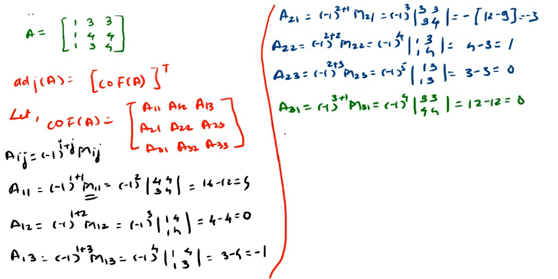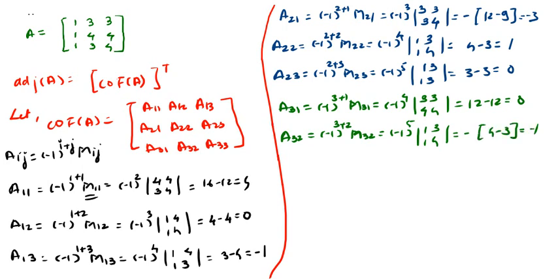Now next element is A32. This will be -1 raised to 3 plus 2 M32, which is -1 raised to 5 into determinant, and this determinant will be the minor of the element A32, means of this element. So hide this row, this column. What remains? 1, 3, 1, 4. Okay, so this is 1 3 1 4, so this will be 4 minus 3, which is -1.